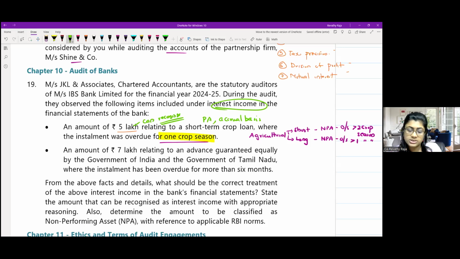Now come to the next. The amount of 7 lakh relating to the advance guaranteed equally by the Government of India and the Government of Tamil Nadu, where the installment is overdue for more than 6 months. Of the 7 lakh, half is by the Tamil Nadu state government, half by the central government, meaning 3.5, 3.5. This is interest income.